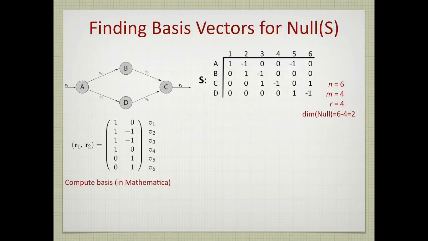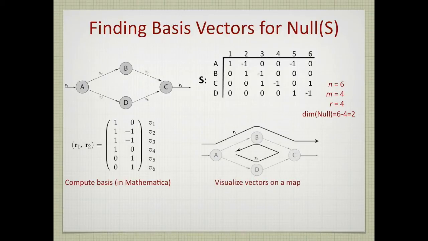And they are represented now as column vectors, which is what they are. They are 6 by 1. And if I multiply them into the stoichiometric matrix from the right, I will get a 0. And we'll get to that in a moment. But here's a set of basis vectors that Mathematica may give us.